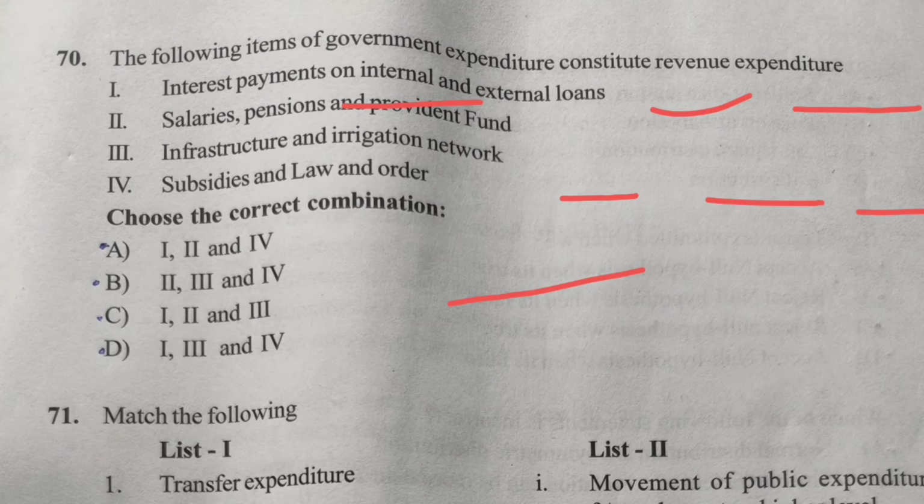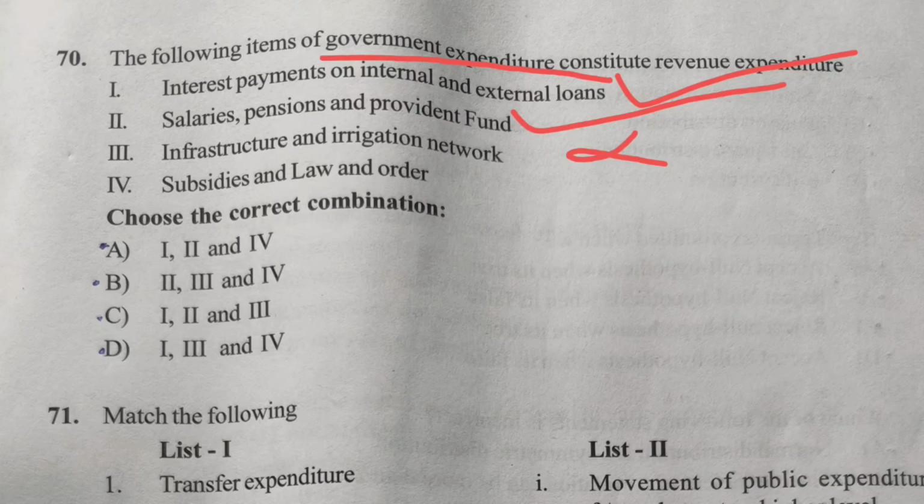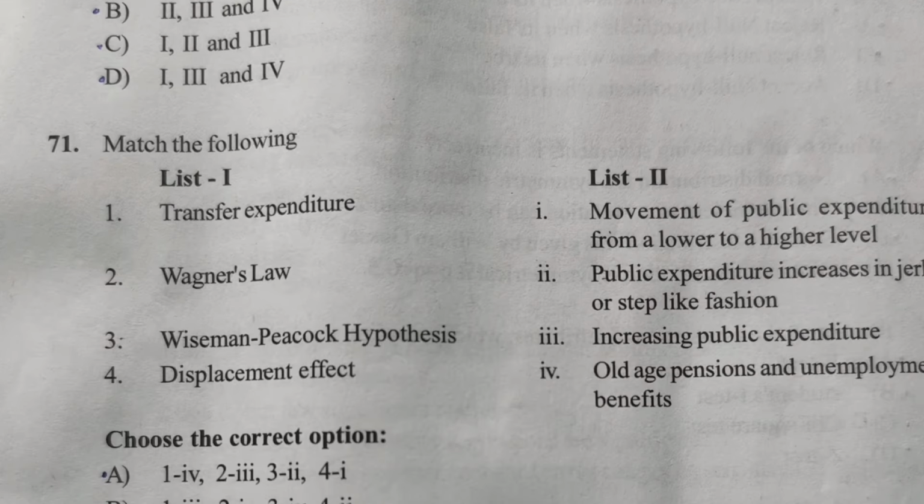Next question is, the following items of government expenditure constitute revenue expenditure. Interest payments on internal and external loans, yes. Salaries, pensions, and provident fund, yes. Infrastructure and irrigation work, no. It goes for what we call the capital expenditure. Subsidies and law and order, yes. So we will go for 1, 2, and 4. So A option should be correct.